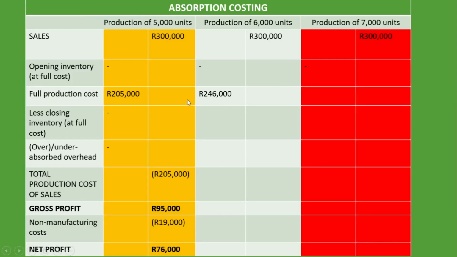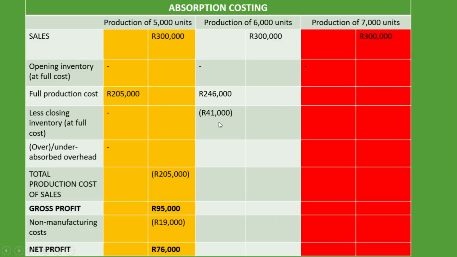Now let's go to the closing inventory. What is the closing inventory? Now remember, we sold 5,000 units. So if we sold 5,000 units and we produced 6,000 units, we have a balance of 1,000 units. So we're going to take the full production cost per unit of 41 rand per unit, multiplied by the 1,000 units which are remaining in stock. We have 41,000 rand. So we put that under cost of closing inventory. We put it in negative because it's what's remaining.